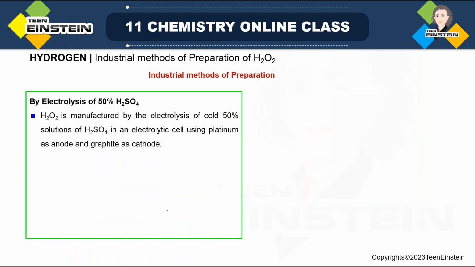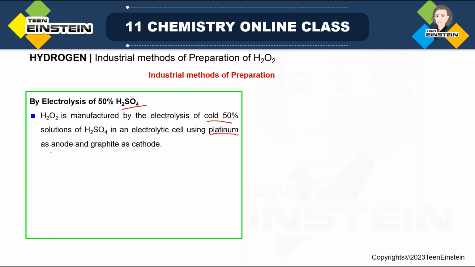So after the laboratory method, next are the industrial methods of preparation of H2O2. Industrial methods of preparation, that means now it will be large scale preparation of H2O2. That is the industrial method: electrolysis of 50% H2SO4. You know electrolysis of water, but now instead of taking water we have taken 50% H2SO4. Okay, this is the concentration. H2O2 is manufactured by the electrolysis of a cold 50% solution of this in an electrolytic cell where the electrolysis will take place. Platinum is the anode.